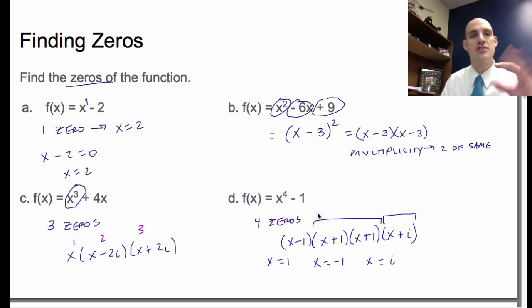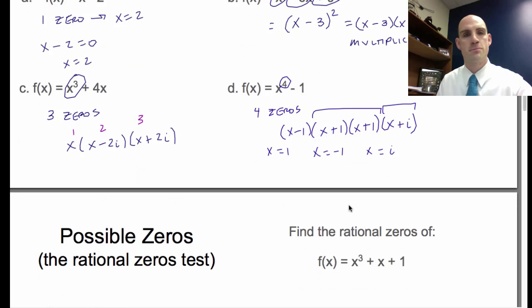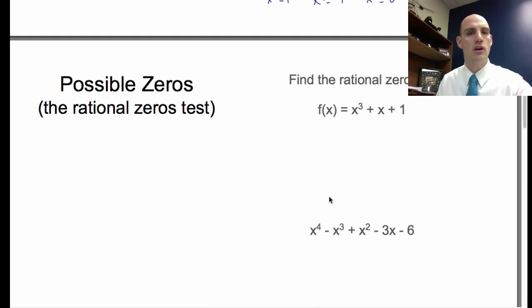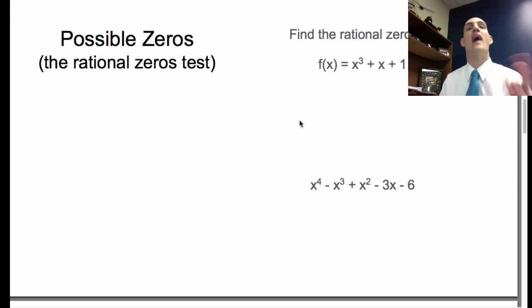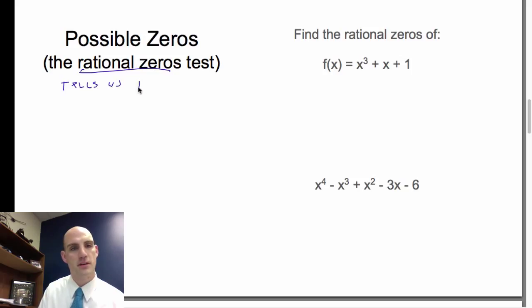Okay, and so that's how this works. Once we figure out the highest degree of the polynomial, that's how many zeros we're looking for. And it makes sense. Like with an x to the fourth term, I'm going to need 4 x's to get that up to the x to the fourth. So as I keep going here, we're going to look at how I find them. And what we use is the rational zeros test. This is going to tell us the possibilities.